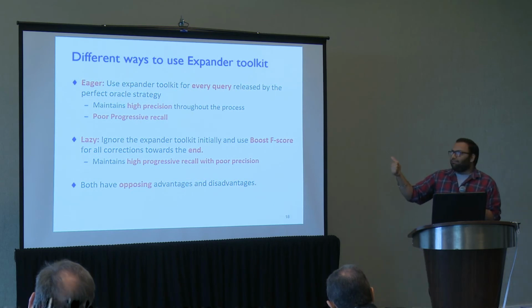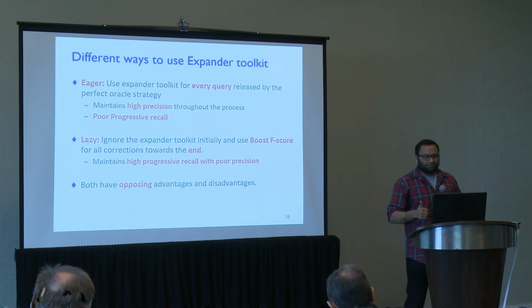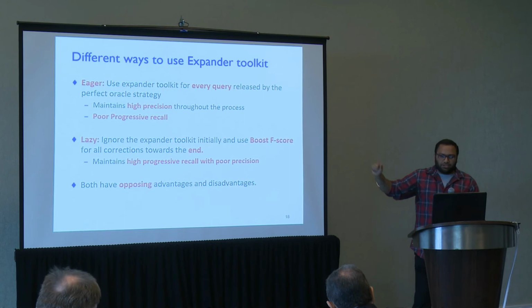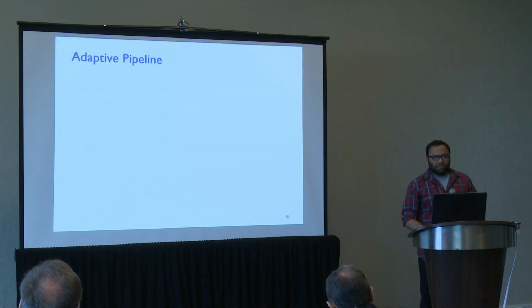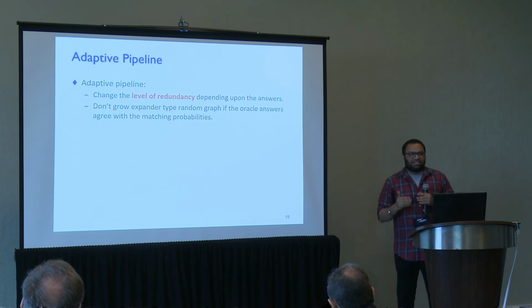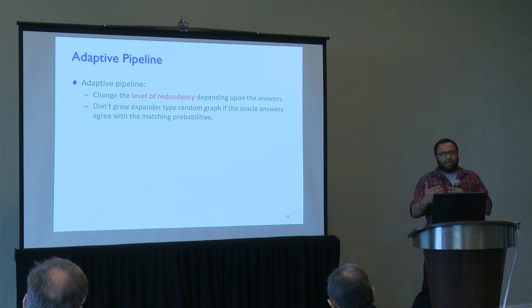And then it gets a lower final F-score. So as you can see, these two techniques have opposing benefits. So we came up with an adaptive strategy which tries to do the best of both worlds, and it changes the redundancy level depending upon the answers.